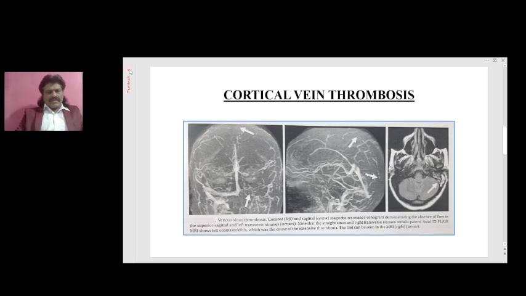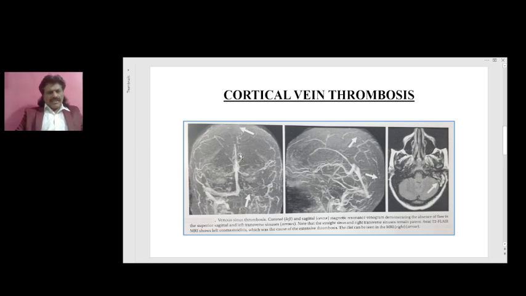Here if we see this neuroimaging picture, we'll be able to appreciate better. This is the venous sinus thrombosis, the coronal section, and sagittal magnetic resonance venogram, known as MRV, demonstrating the absence of flow in the superior sagittal sinus. Here you can see this is the superior sagittal sinus, and you can see the absence of flow. It is well marked with an arrow. There's a flow void in the superior sagittal sinus.